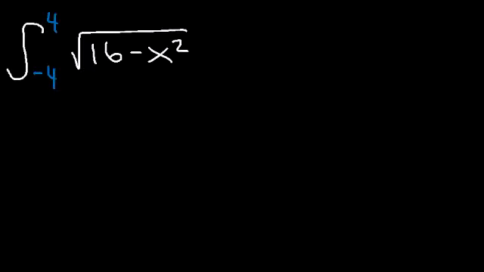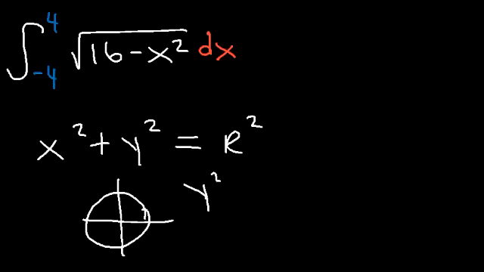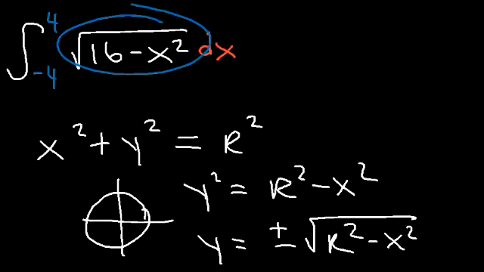What is the value of this expression? How can we figure out the answer? To understand what to do in this situation, you need to know what this equation represents. x squared plus y squared equals r squared. This is an equation of a circle with radius r. If you solve for y squared, it's r squared minus x squared. And if you take the square root, y is plus or minus the square root of r squared minus x squared, which is what we have here.